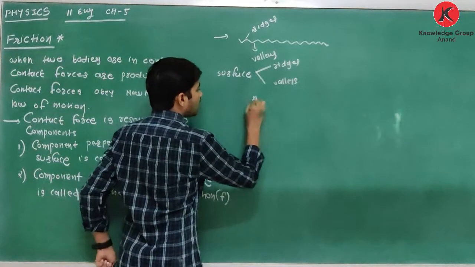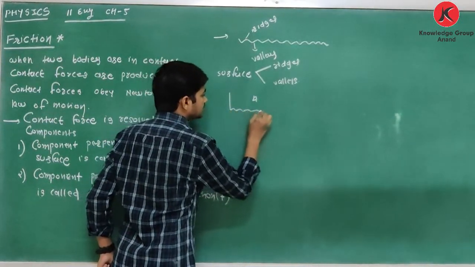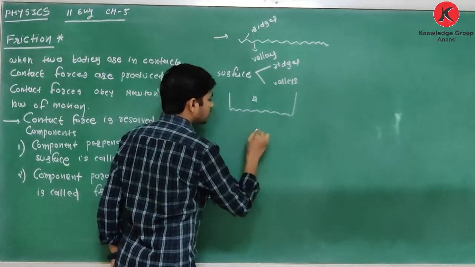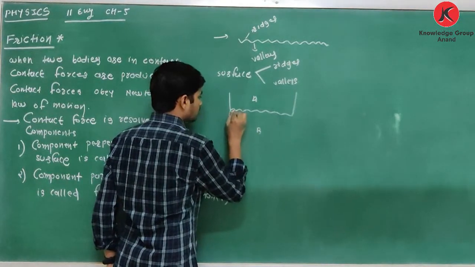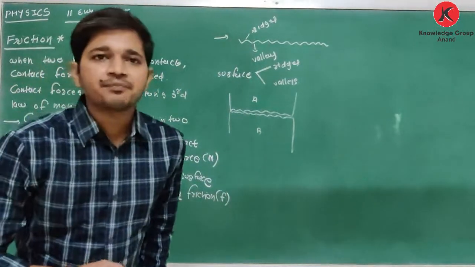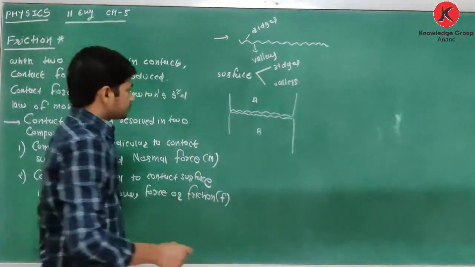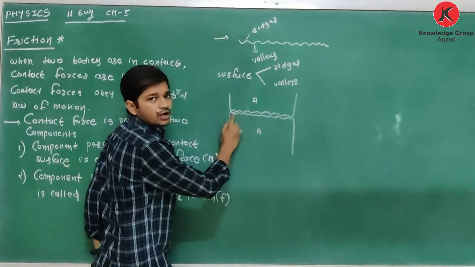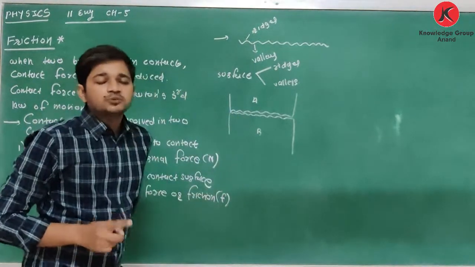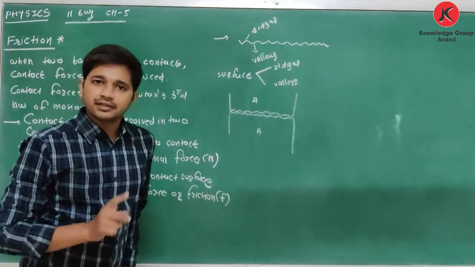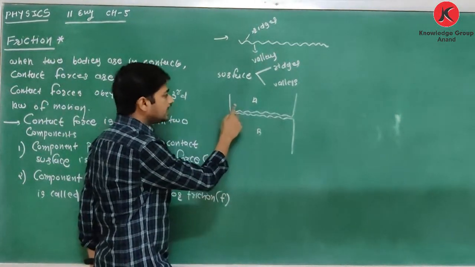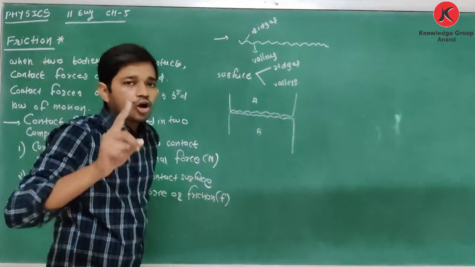Whenever two objects are in contact, for example, I have object A, its surface as seen with the help of a microscope, and I have another object B. Whenever they are in contact, the ridges of the first object, B, fit into the valleys of object A. Clear about this? Again, the ridges of one object fit into the valleys of another object.